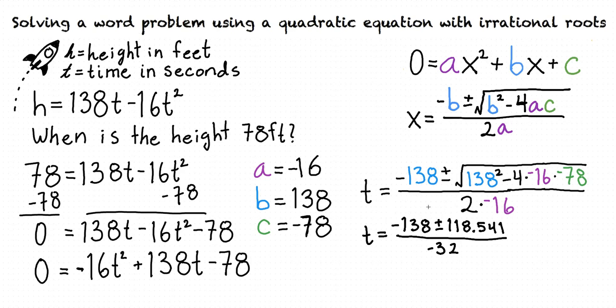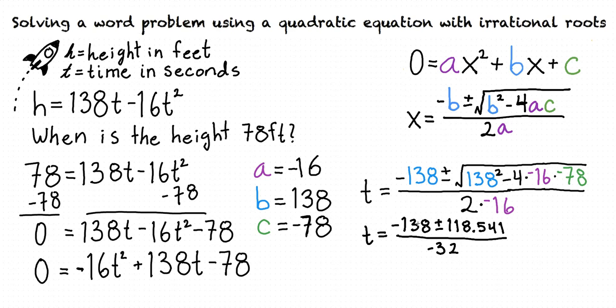How do we calculate that plus or minus sign? The plus or minus symbol means that we should calculate this once using addition and once using subtraction. We may end up with two different answers. How can there be two answers? Remember that our original question is asking about the height of a rocket and at what time it will have a height of 78 feet. Since the rocket goes up first and then comes back down, it could have a height of 78 feet at two different times, once while it's rising and once while it's falling.